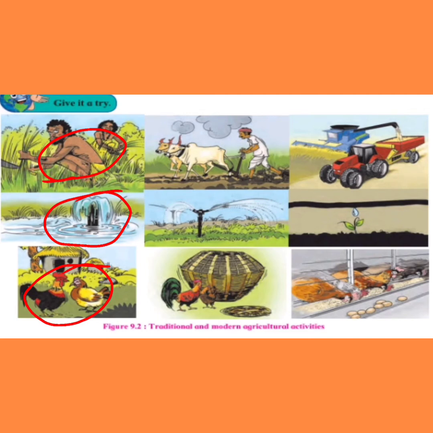Now see the second picture. In the second picture you can see a man is taking the help of an oxen and he is plowing the field. And here the crops are watered with the help of sprinklers.